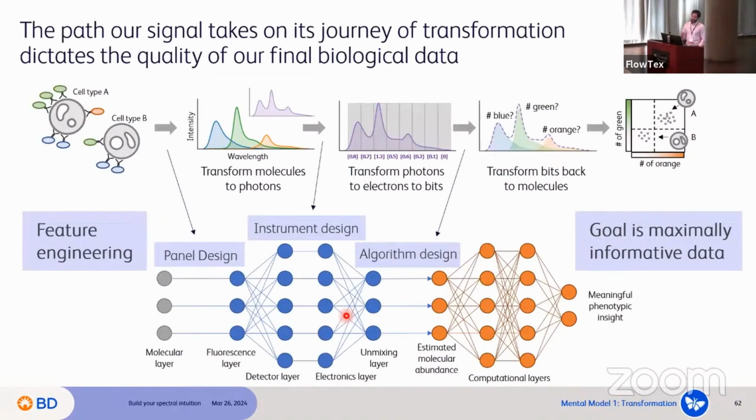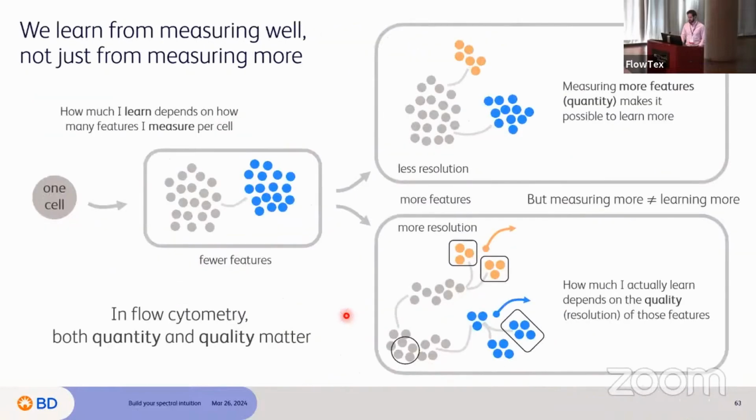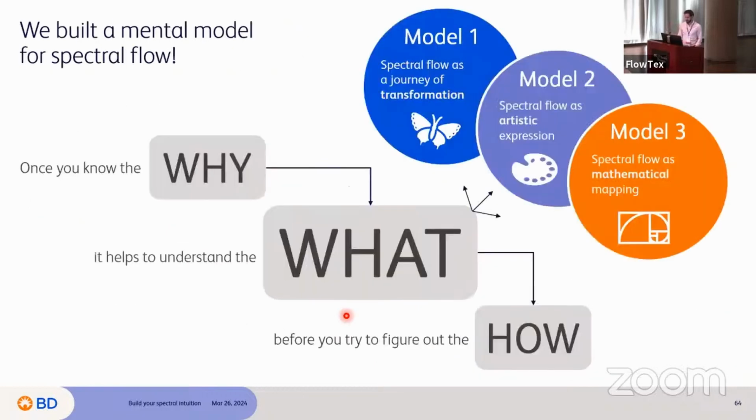So with that, let's just tie it all back together in 30 seconds. All of this matters because how we transform these signals in the spectral pathway impacts the final quality of our data. We care about having high quality data because we learn more by measuring better, not just by measuring more things.